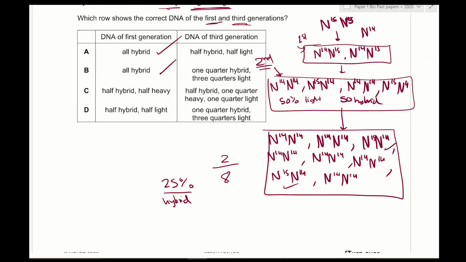And hybrid is N15, N14, and the rest, so 75%, is going to be the light, because there are 6 out of 8 which are all light, which is N14 and N14. Therefore here 1/4 is hybrid and 3/4 light. Therefore the correct answer is going to be B. I hope I made the explanation clear, but ideally you must memorize all the values up until the third generation. So this is the third generation.